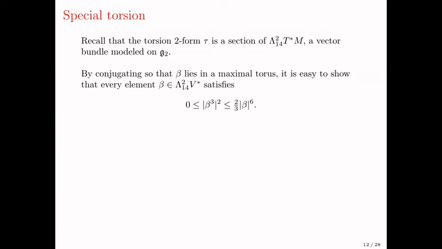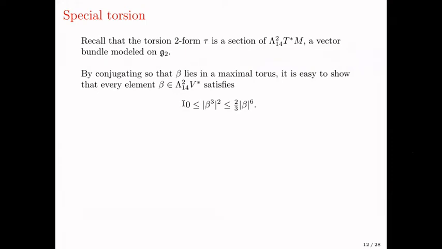So if I take any element that lies in this 14-dimensional subbundle, I can think of it as an element of G2, and I can conjugate it so it lies in a maximal torus. If you do that, the following inequality becomes very easy to demonstrate. Here, beta cubed, we're thinking of beta as a 2-form, and beta cubed is just beta wedge with itself 3 times.